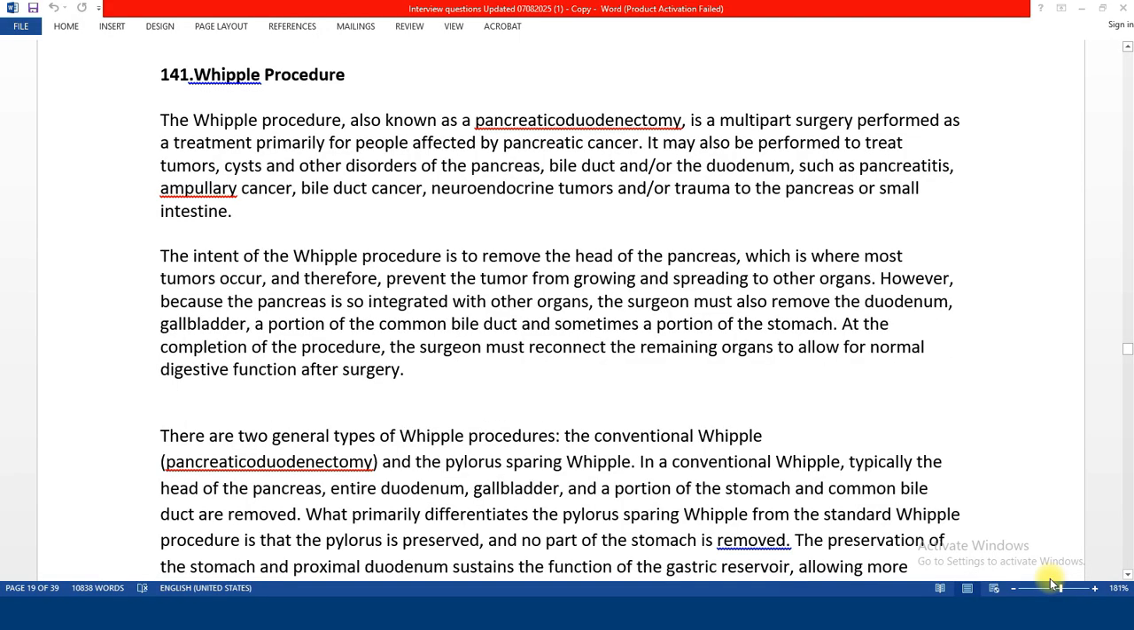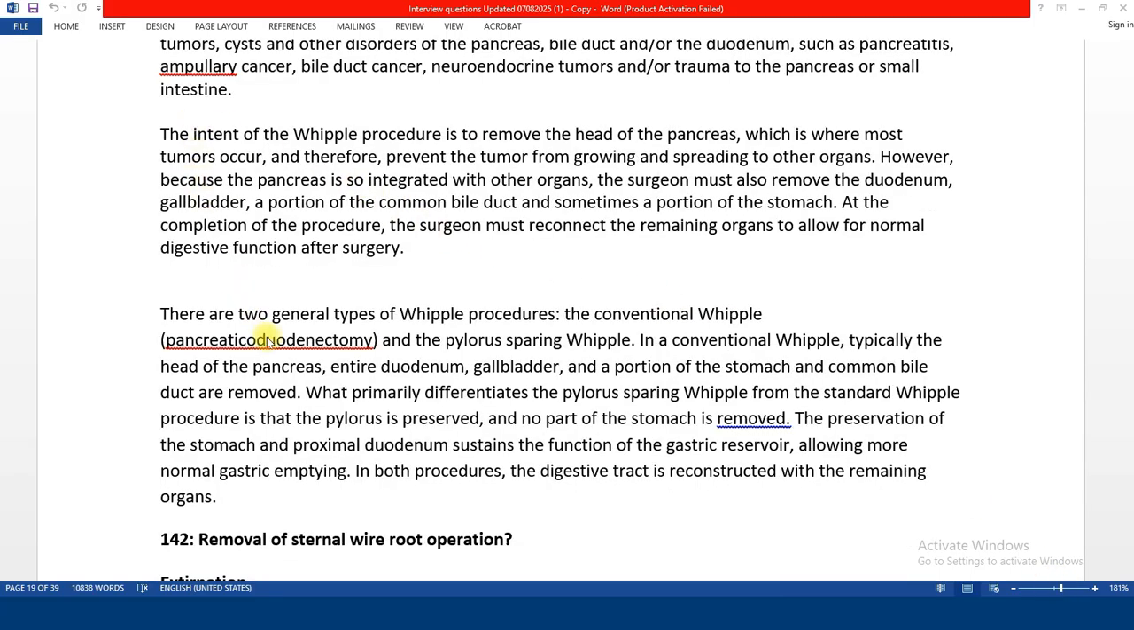What is the Whipple procedure? Another name for the Whipple procedure is pancreaticoduodenectomy. It is a multi-part surgery performed for pancreatic cancer. Here the pancreas as well as the duodenum will be removed. This procedure may also be performed for tumor, cyst and other disorders of the pancreas. These are the other details related to the Whipple procedure.